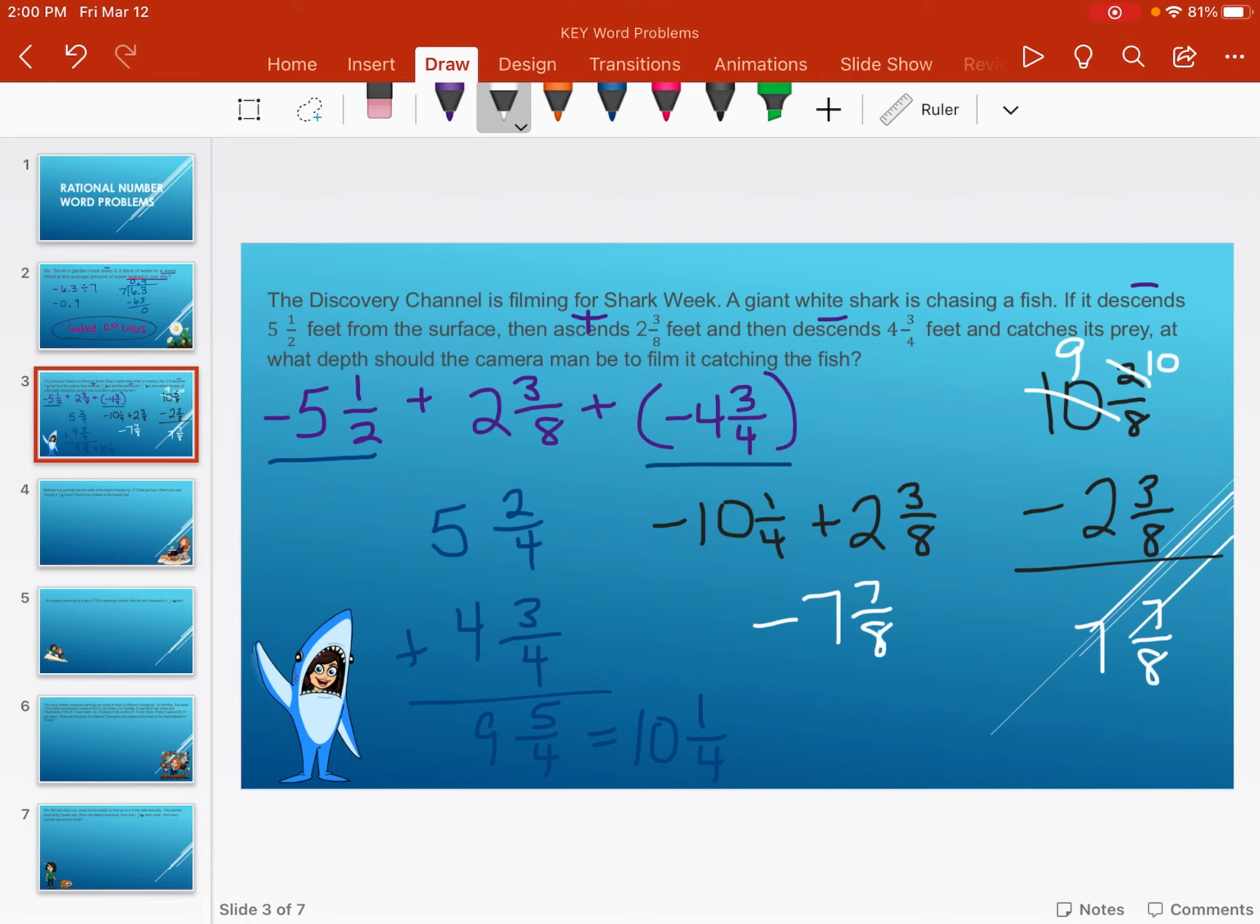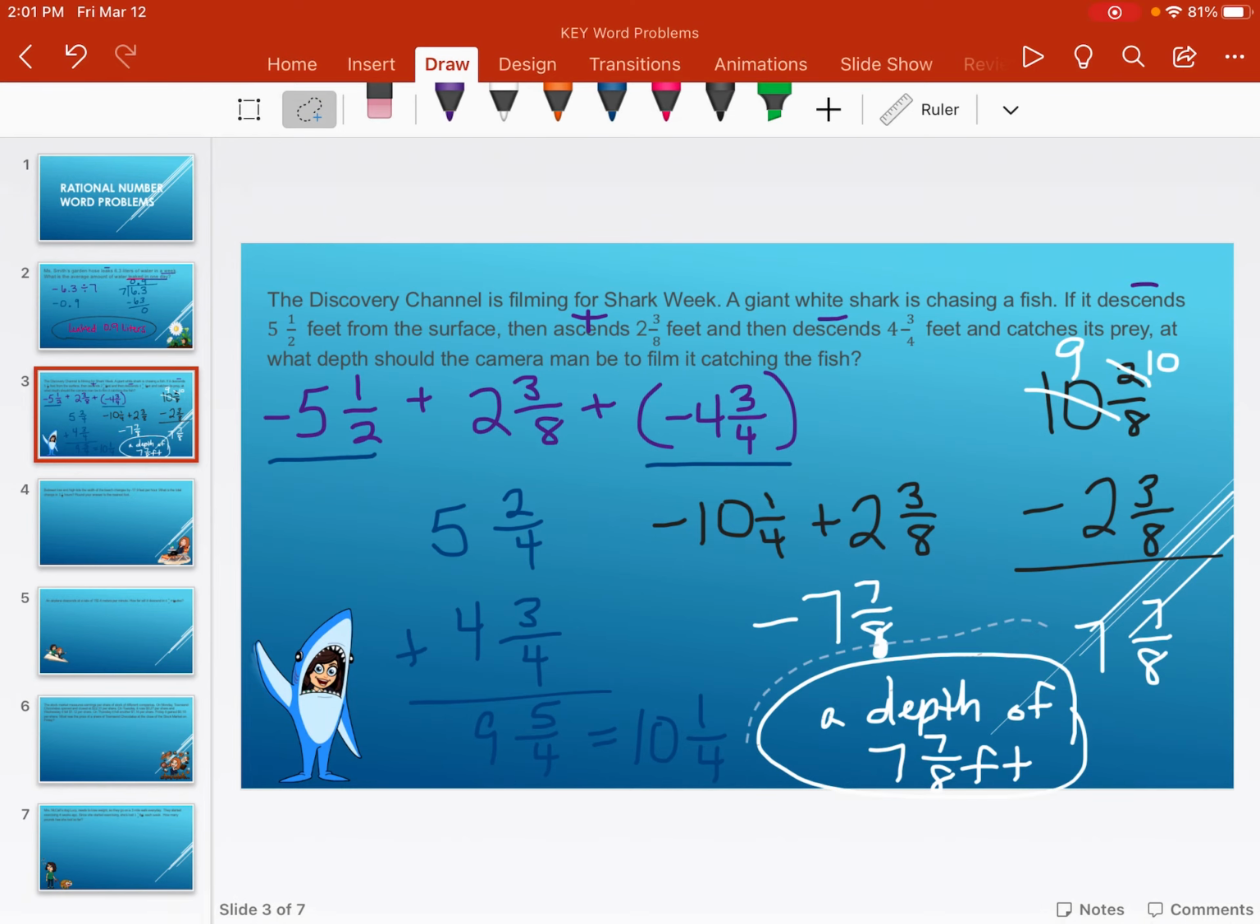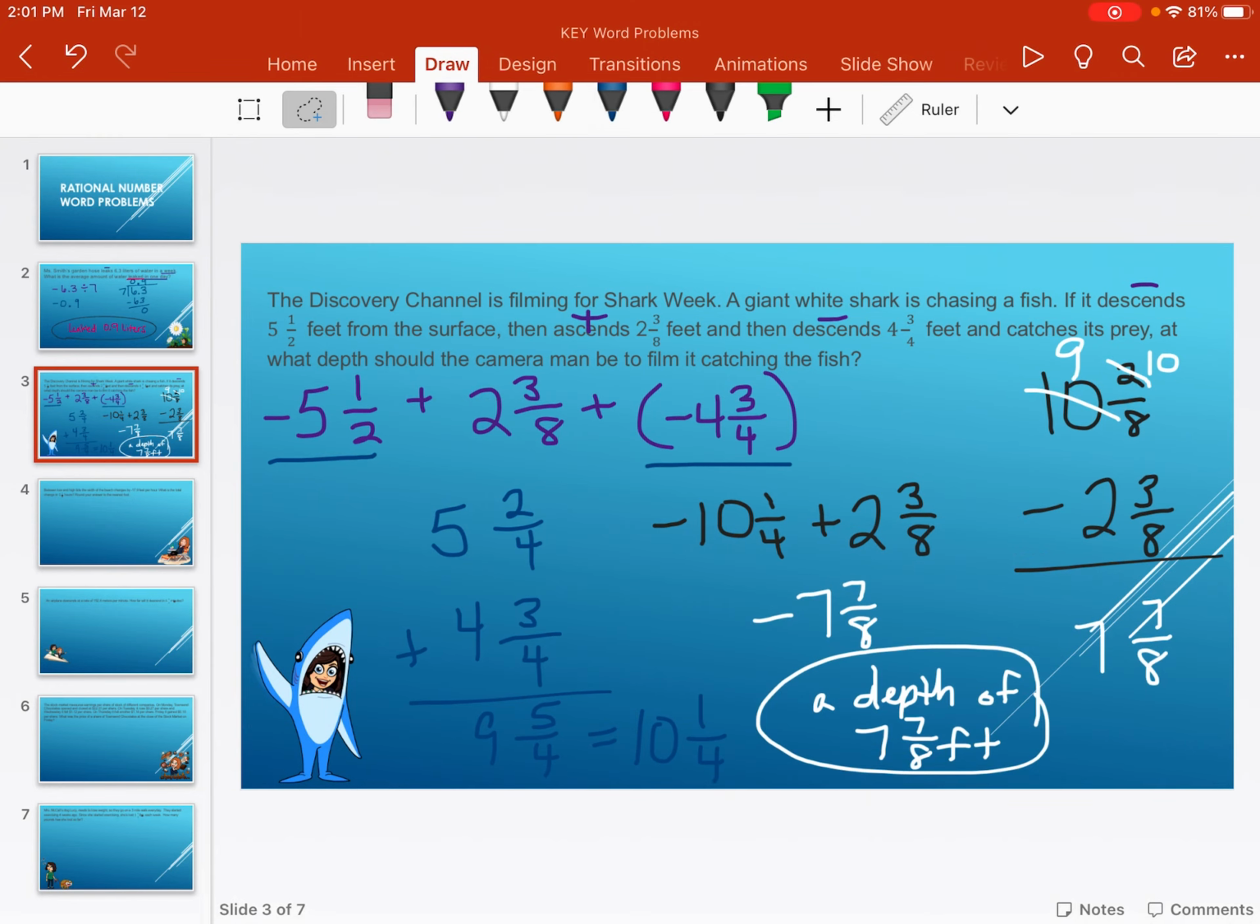Again, I need to look at my question. So at what depth? Okay, at what depth? So that word deep or depth is already your negative word. So I'm going to change this back to a positive and say a depth of 7 7/8 feet. Or you'd say 7 7/8 feet deep. Either way, that word deep or depth is taking care of your negative sign again, so you do not have to have it for your final answer.